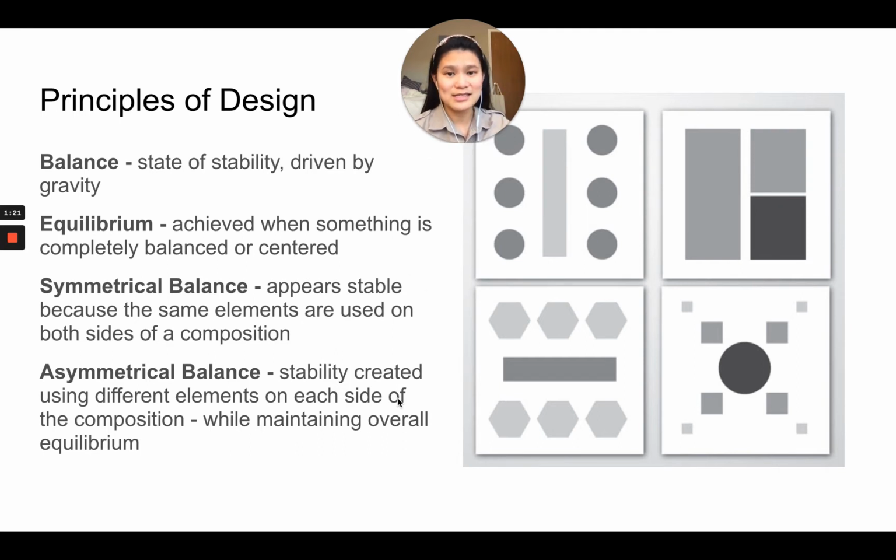composition that has equilibrium. And then you have asymmetrical balance, where stability is created using different elements on each side of the composition while maintaining overall equilibrium, which could be described here. Even though these are broken up, they still have the same weight on either side, but then this cube being darker throws off the balance a little bit. So there could be better examples of asymmetrical balance. You might have an element here and an element here, and even though they're not mirror images, you would still have a balanced composition.